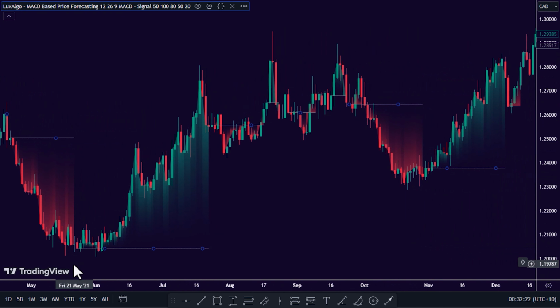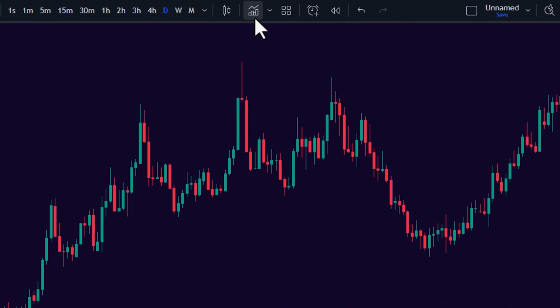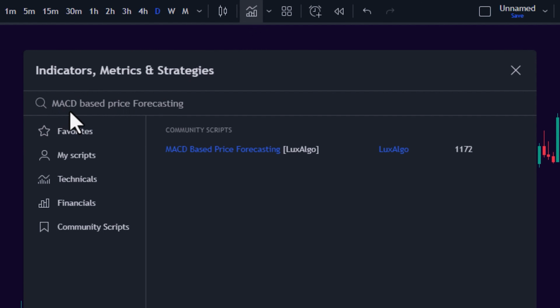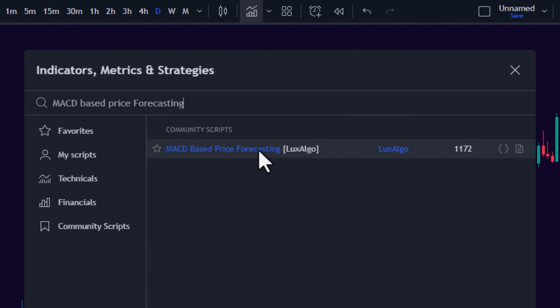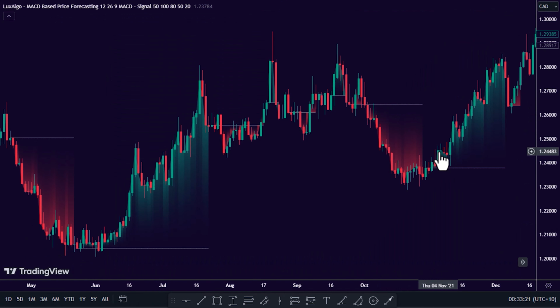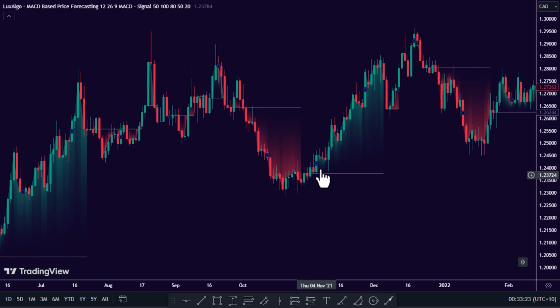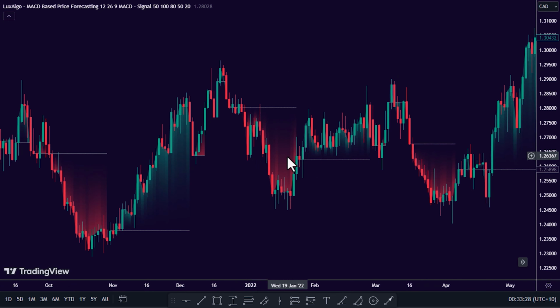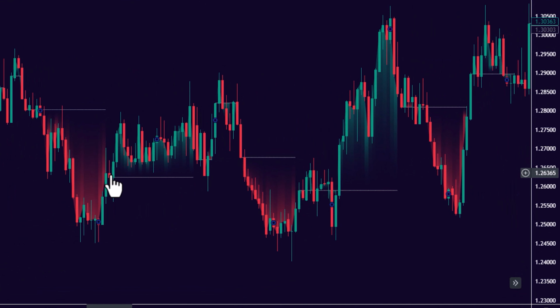To apply this technical indicator to our price chart, we need to search the keywords MACD-based price forecasting. Select the MACD-based price forecasting by LuxAlgo. Before we proceed to learn how to use this technical indicator to detect trade setups in the market, we must understand the indicator parameters functionality. Let's check the indicator settings. Here's how to do it.